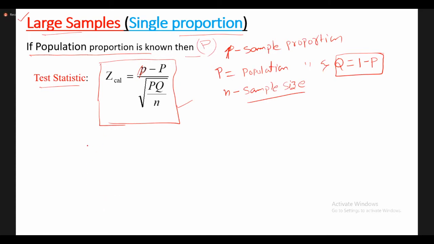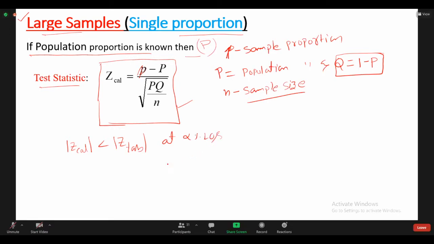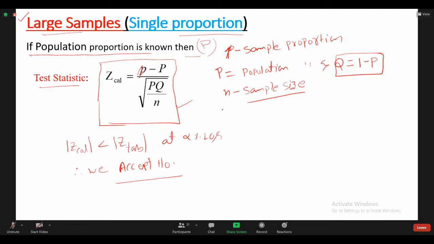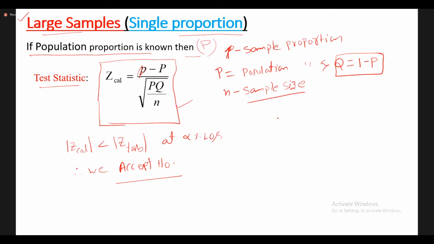After finding Z calculated, comparison: if mod Z calculated is less than mod Z tabular value at alpha percent level of significance, we accept the null hypothesis. This is the procedure for single proportion for large samples. Now, just a minute.